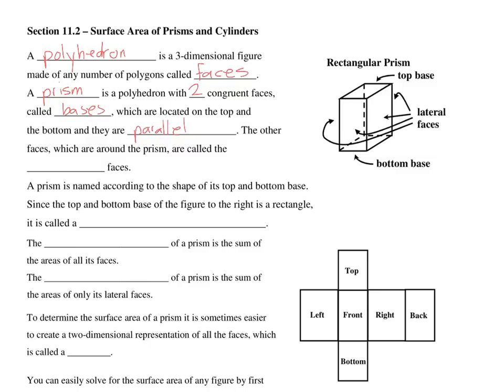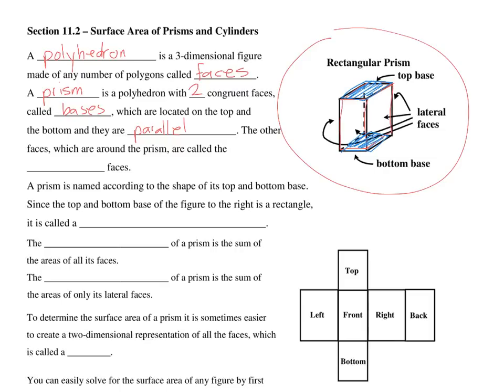All right, now this is a polyhedron. It's made up of a bunch of different shapes stuck together, and you get a three-dimensional figure. And all of these shapes are known as faces that make up the figure. Now what makes it a prism is that it has a top face and a bottom face that are identical. Those are known as the bases, and they're parallel to each other.